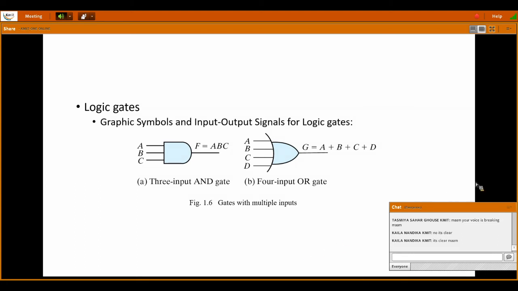See here, the graphic symbols and input-output signals for logic gates. A 3 input AND gate is shown here. The 3 inputs are A, B, C. These A, B, C are called variables, or also literals. So the final expression will be F is equal to A, B, C. In the previous one we saw only 2 inputs, so it was written as F is equal to A, B. Now it can simply be written as A, B, C. It means an AND operation is being done.